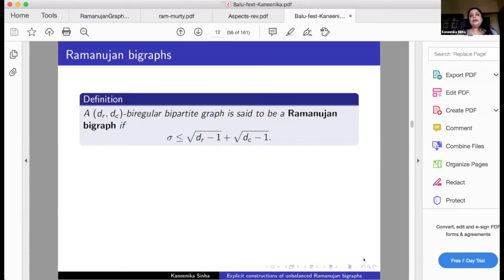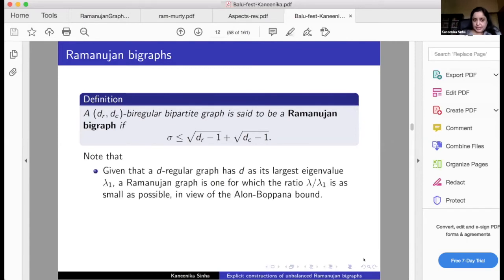Just as we had the notion of Ramanujan graphs, now in a very similar way, we can define the notion of Ramanujan bigraphs. A dr-dc biregular bipartite graph is said to be a Ramanujan bigraph if sigma is at most square root of dr minus 1 plus square root of dc minus 1.